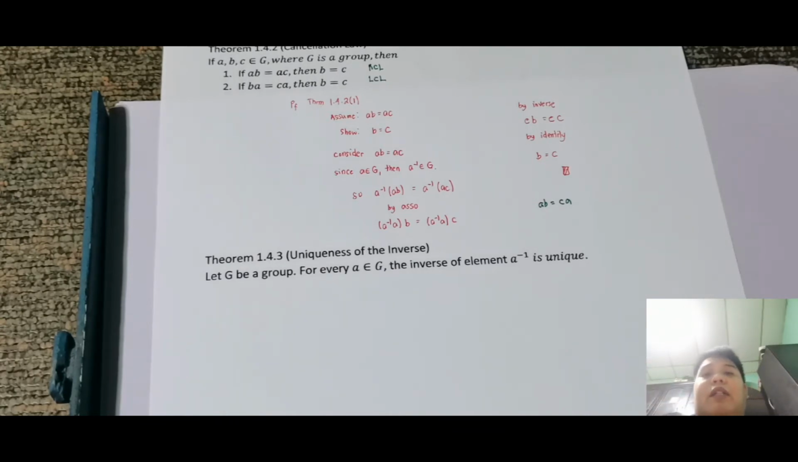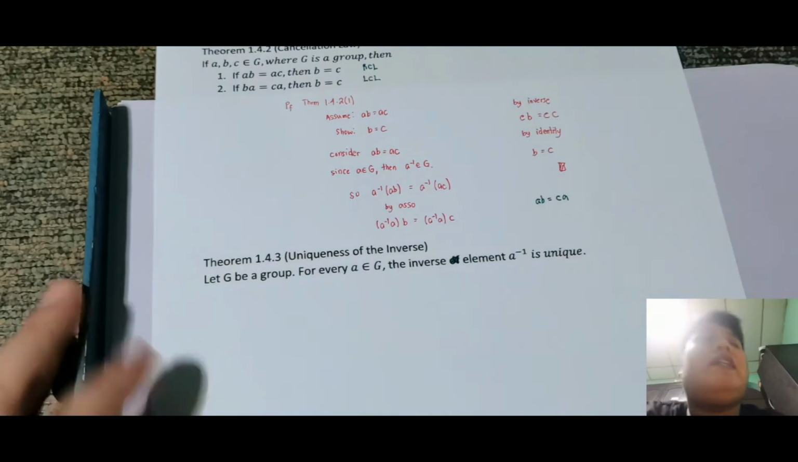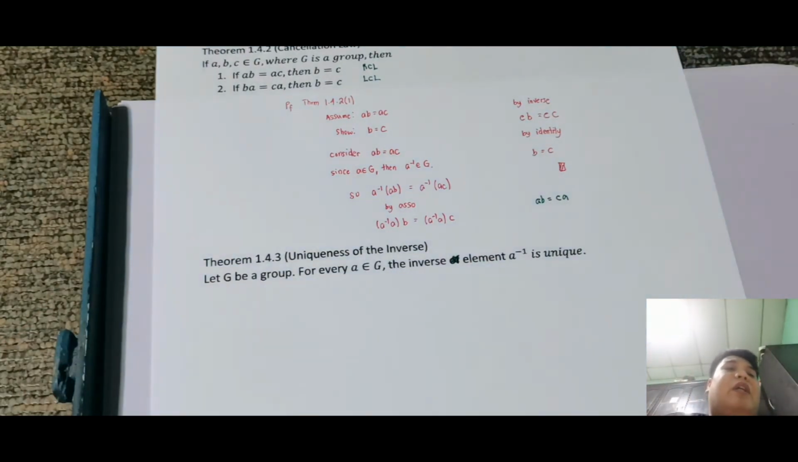Okay, so now let G be a group. So ito yung sabi ng theorem, no? So let G be a group. So for every A element of G, the inverse element A inverse is unique. So, baliktad yan. The inverse element, A inverse is unique. So, A inverse ang basa dyan. Note, ang A raised to negative 1, ang basa natin is A inverse. So, sabi siya ay unique.